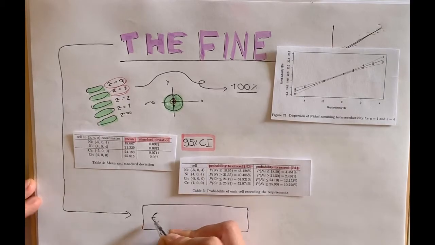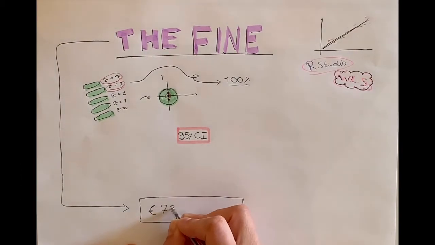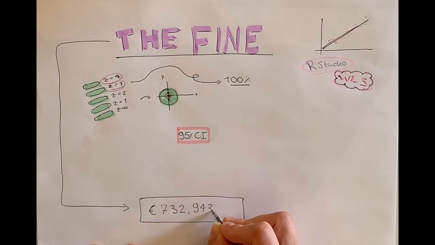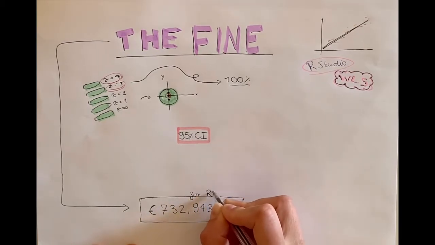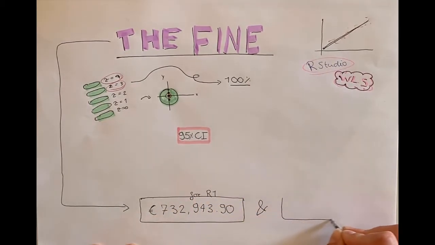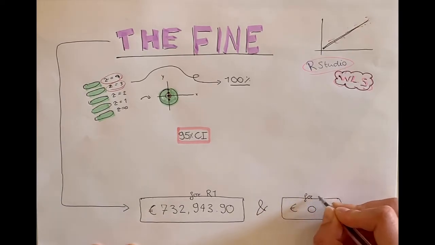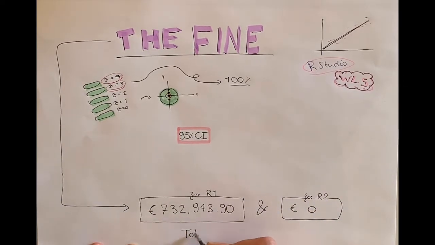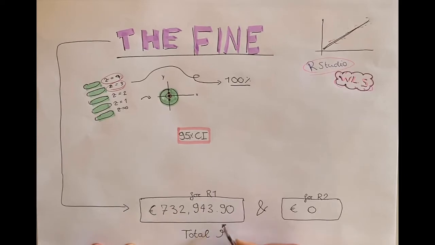This results in a fine of 732,943.90. This is for R1. For R2, we have a 0 fine. So this makes a total of 732,943.90.